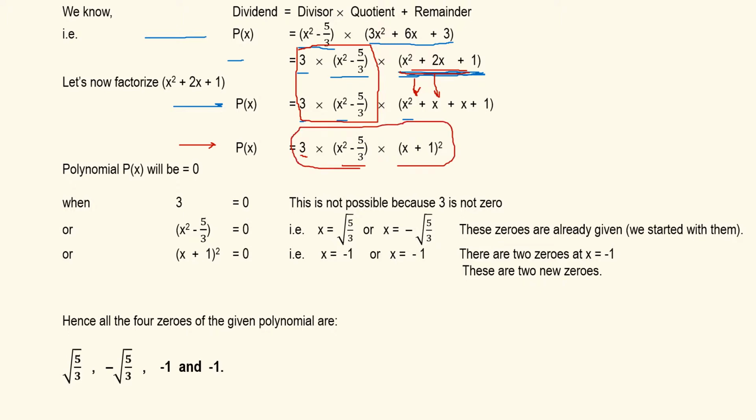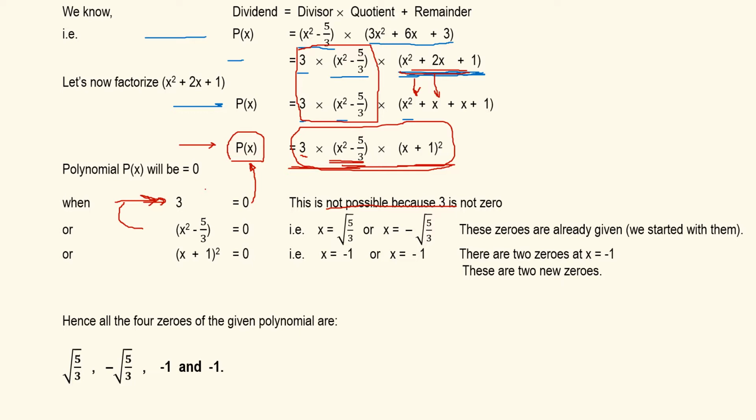Now if we make px equal to 0 to get the additional zeros that we have to find out, we can try to equate different parts of the right hand side equal to 0. So first is when 3 is equal to 0. When 3 is equal to 0, then the entire polynomial px will become 0, and hence we can say that the zero of the polynomial is 3. But we know that 3 is not equal to 0, so we do not consider this factor. So let's move on to the second part.